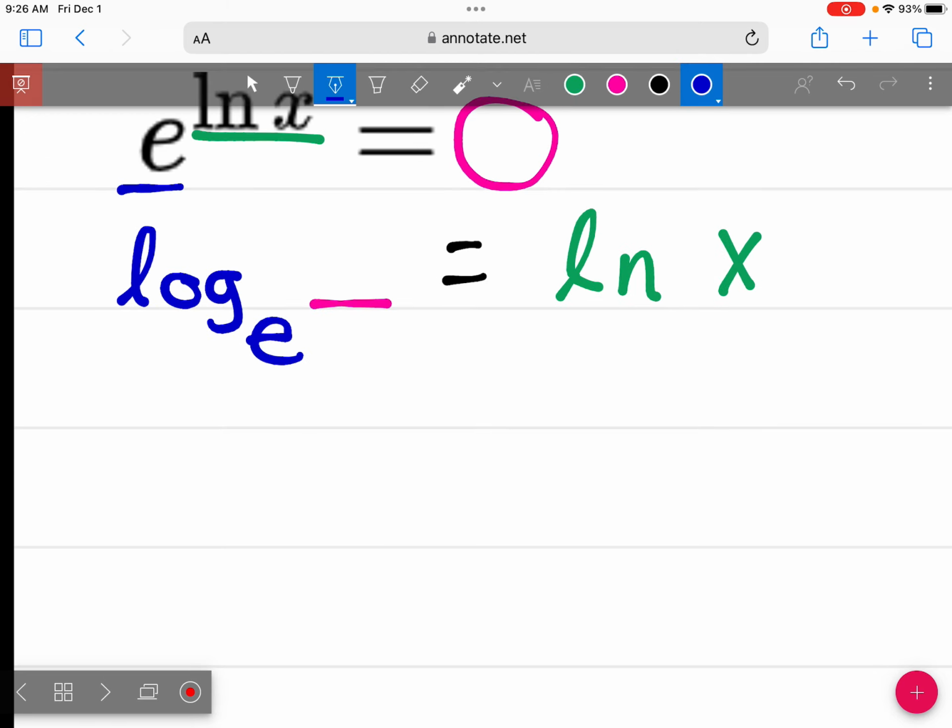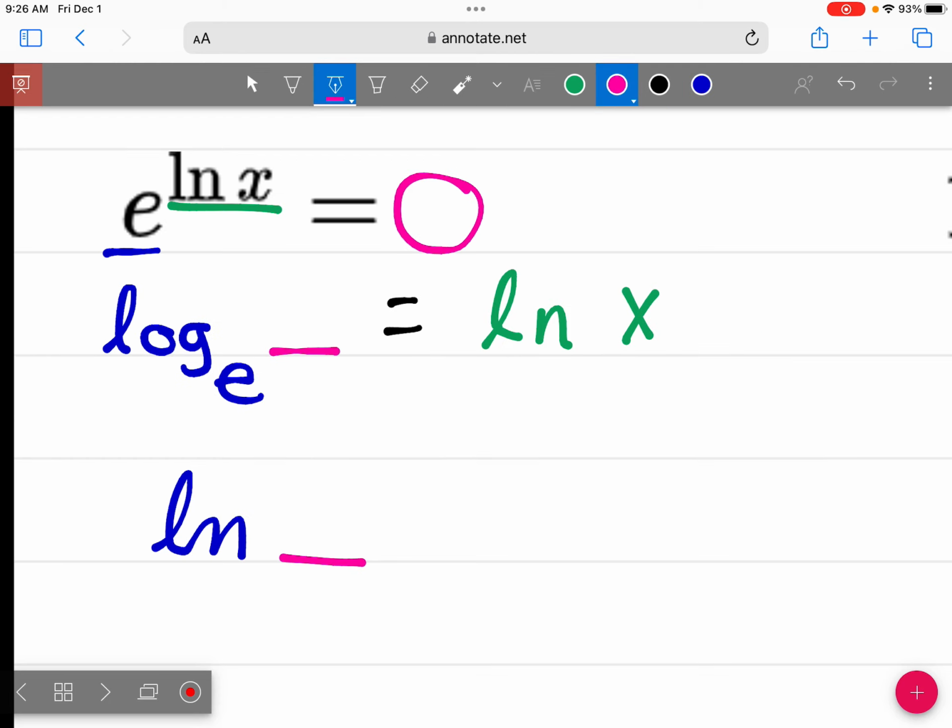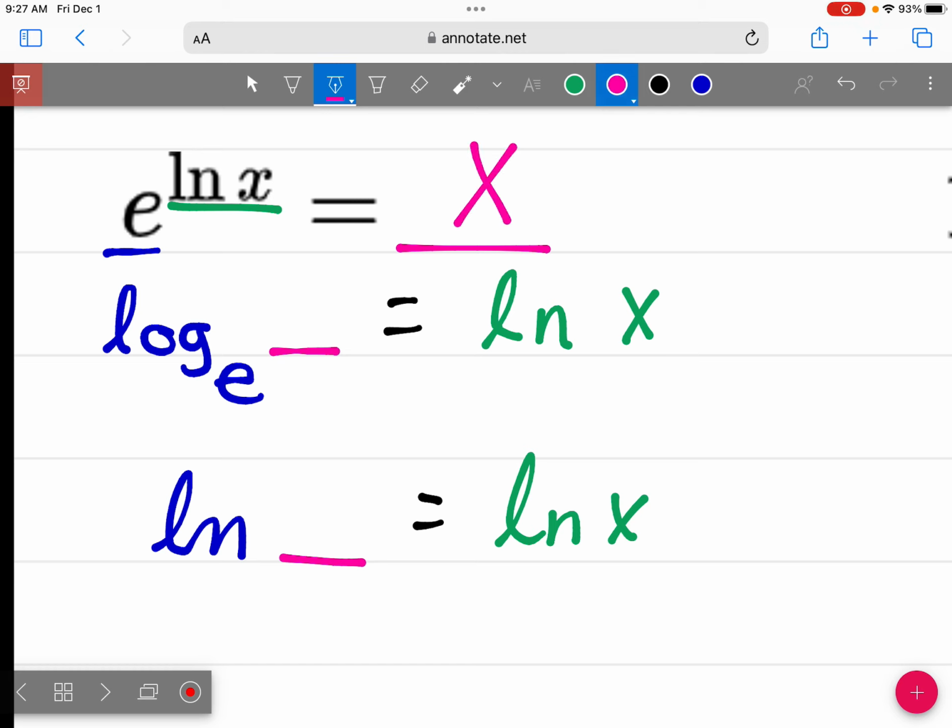Well, log base e, that's the same thing as ln of blank. That's a circle, not a zero. I just realized that looked like a zero. ln of blank equals ln of x. So what goes in that blank? x. e and log base e are inverse operations. So e to the natural log is just whatever that is.